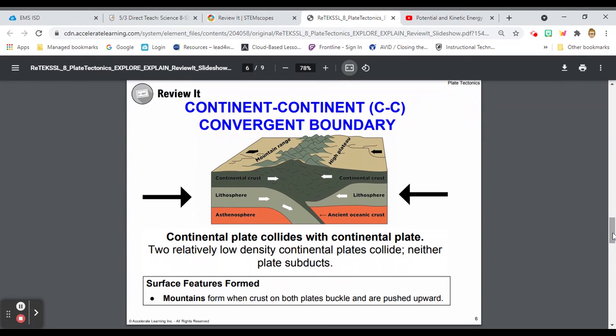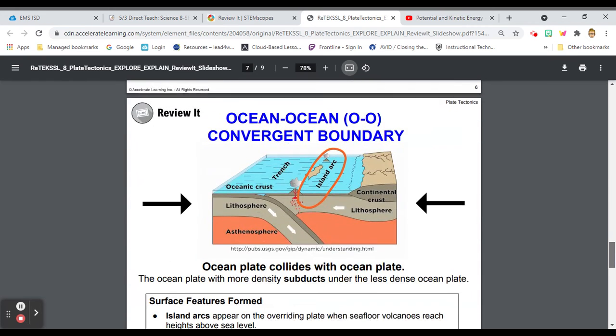Another type is continent versus continent. And this is where it's two cars just colliding head on in a car wreck. And so over time, those two crustal plates are just colliding into one another, and it's literally creating uplift. It's destroying the Earth's crust. And because the Earth's crust is getting destroyed, mountains build up over time.